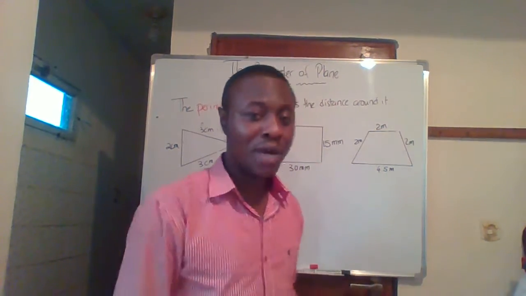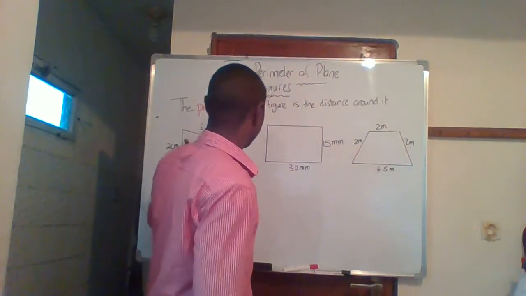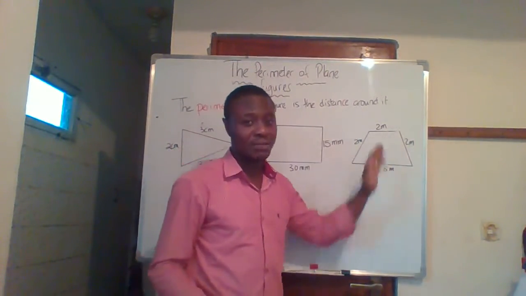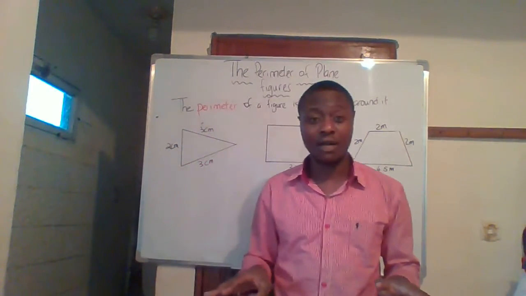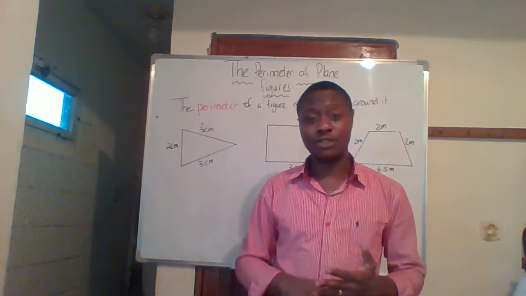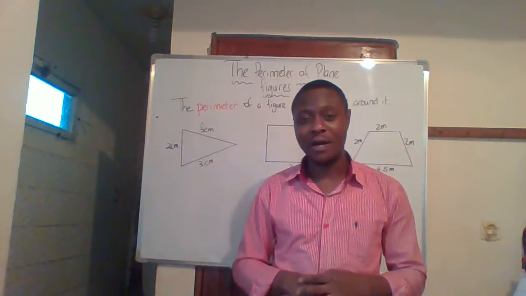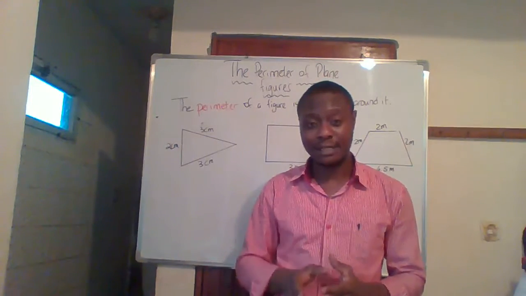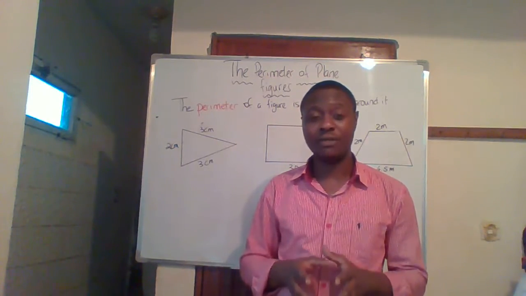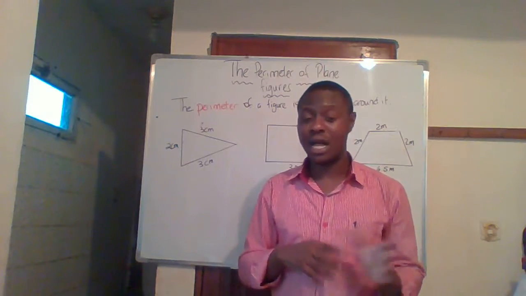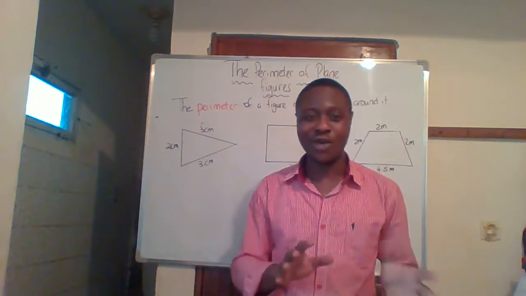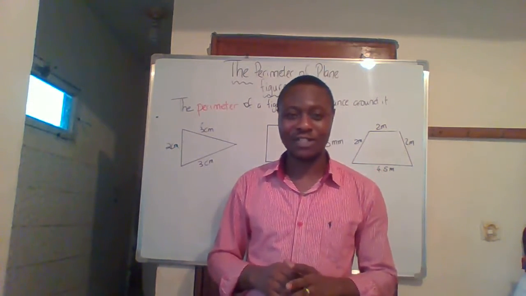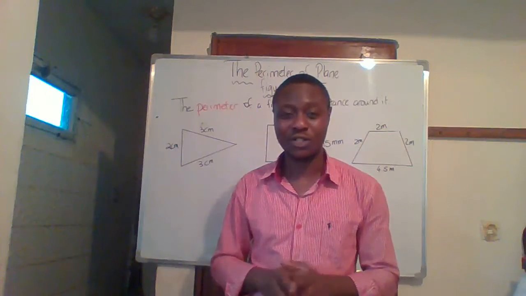Now let's take some practical examples. I have my triangle here, I have my rectangle, and I have my trapezium. I can have any type of plane figure. I can even have a circle. I can even have a square. It depends. But here, let's focus on the perimeter of shapes other than the circle, because the circle has a special perimeter, which is called the circumference.